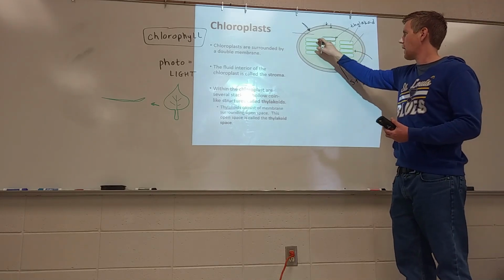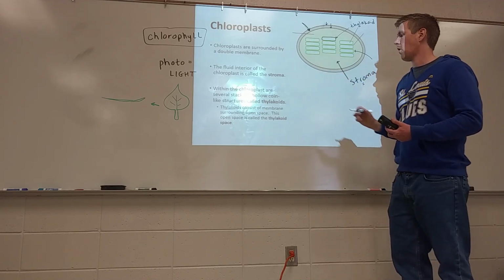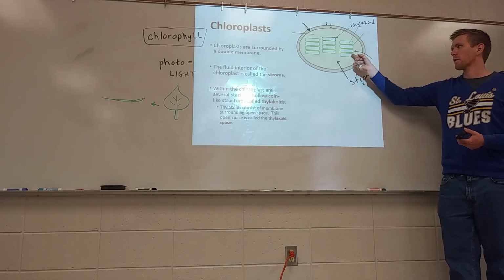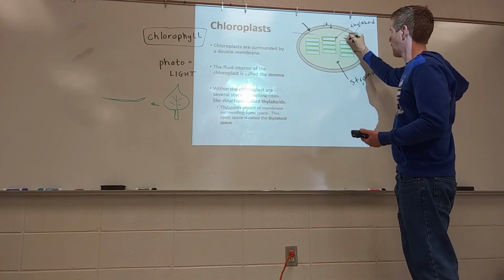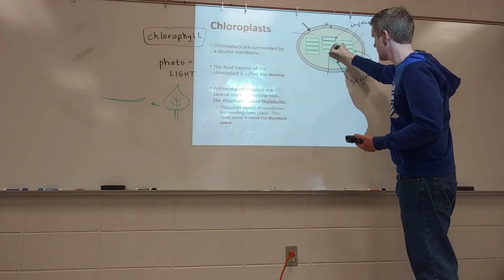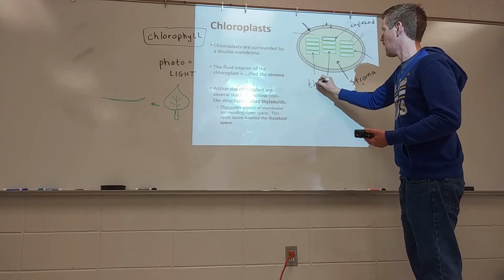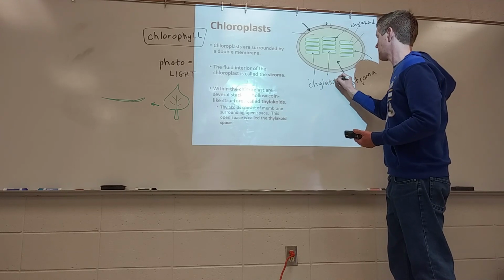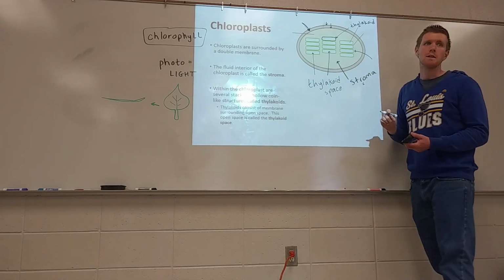That's one thylakoid. It's almost like a thick, hollow, coin-like structure. The outer membrane of the thylakoid has all of the chlorophyll. That's why I colored it green. The inside of the thylakoid, this part right here, the white part, that's actually hollow. It's open. It's called the thylakoid space.